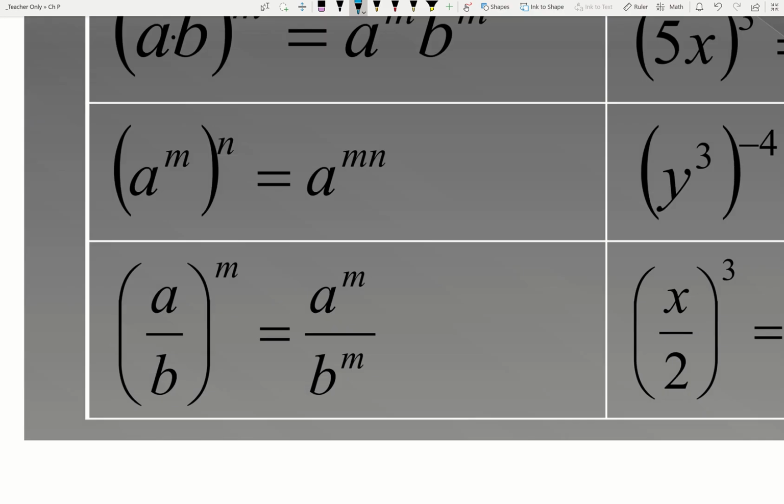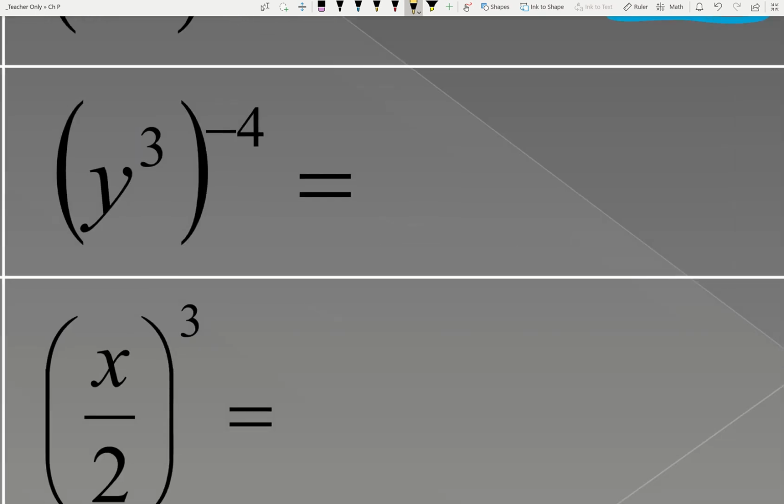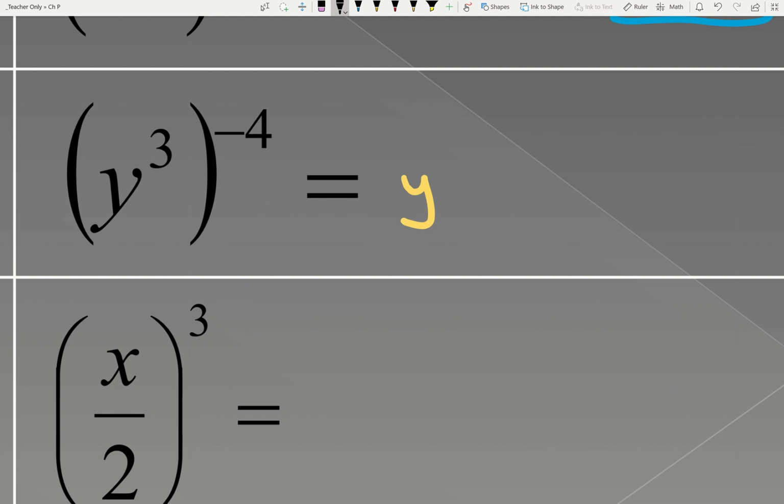The next property down is called the power of a power property. It basically says if I have a to the m and then I further raise that to the power of n, I want to multiply those exponents together. My new exponent on that base of a is simply going to be whatever number I get when I take m times n. So if I have an example like this over here, hopefully it doesn't take a lot of convincing to see why this would simply be y to the power of negative 12, because that's what I get when I take 3 times negative 4.